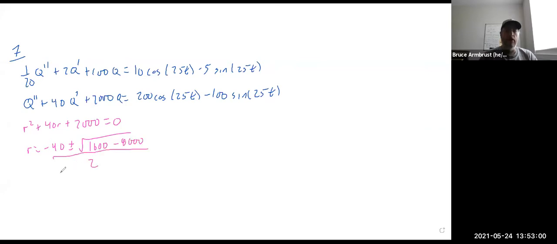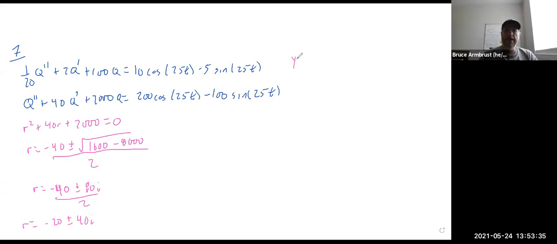We'll go ahead and go all the way and get this. It is going to be complex. That's minus 6400. Is that right? Yeah, minus 6400. So r is equal to minus 40 plus or minus 80i, divided by 2, which is negative 20 plus or minus 40i, I think.